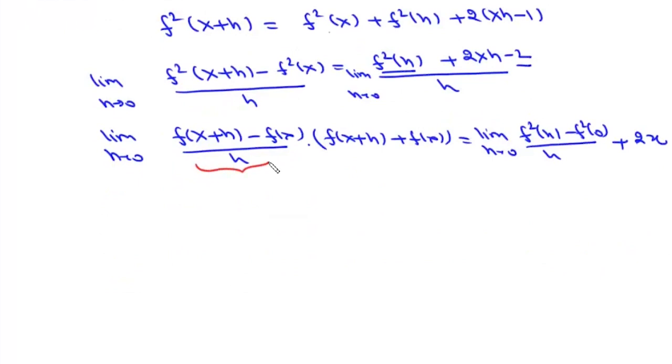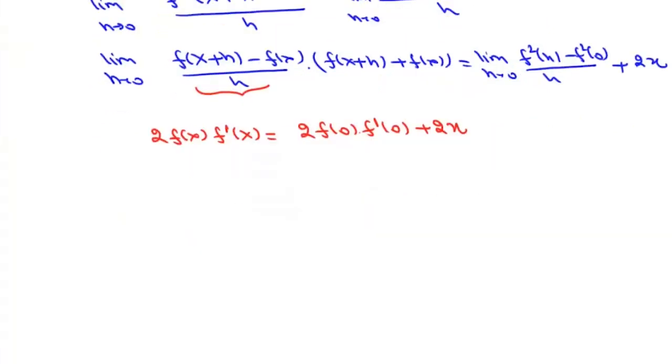Now this is f dash x and this is simply 2f(x), so it is 2f(x) into f dash x, and here it is (f(h) minus f(0)) and (f(h) plus f(0)). Now f(h) plus f(0) is 2 times f(0), and then (f(h) minus f(0)) upon h is f dash 0, and plus 2x. Now this is some constant. We'll cancel this 2 with 2. So we can write f(x) into f dash x as x plus a.